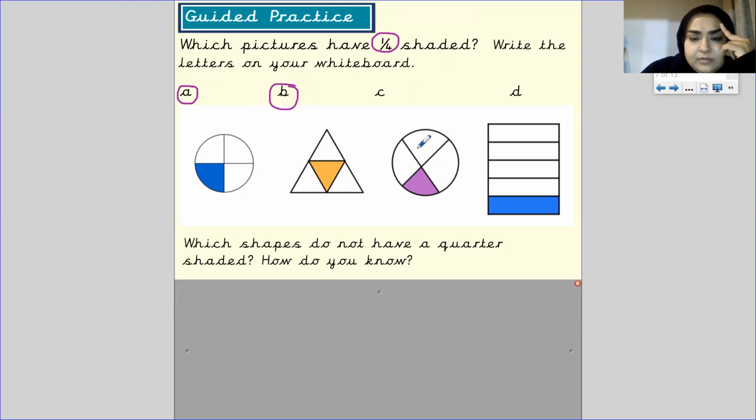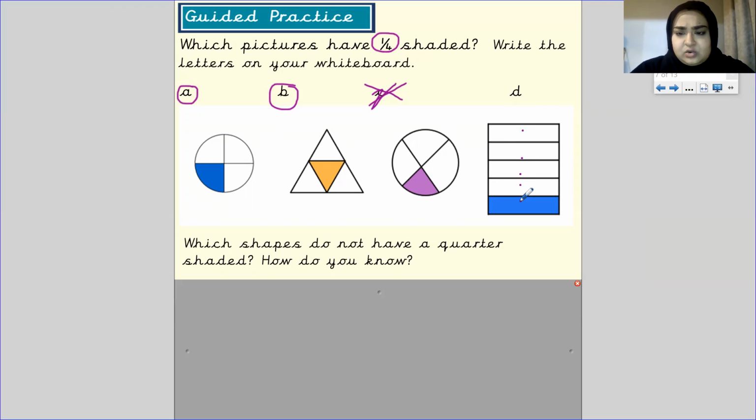Now, over here, I have 4 parts, but are they equal? Have a look. Are they equal? No, because this part that's been shaded in, 1 part out of 4 has been shaded, but it's not equal, which means that is not correct. Okay. Now let's look at D. I'm going to count my parts. 1, 2, 3, 4, 5. Think about that. Does that sound correct?